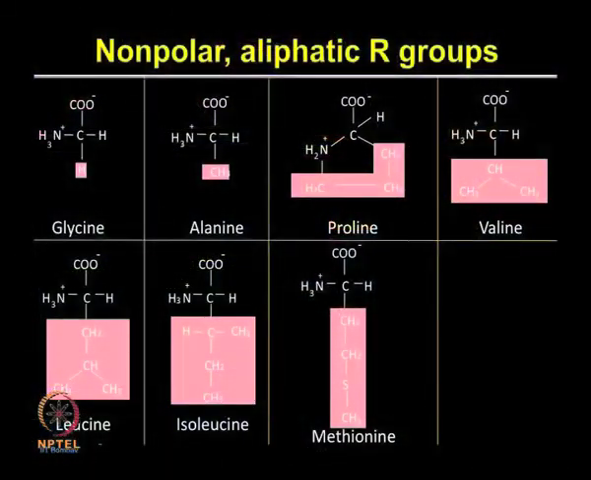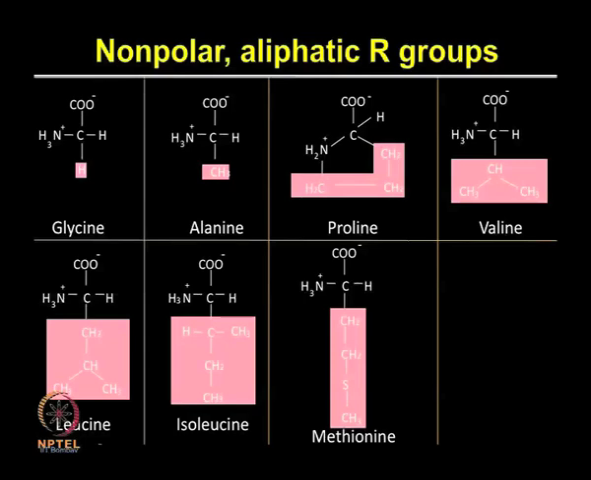We have already studied different amino acids in your undergraduate education. I will try to refresh some of those concepts, but in a nutshell. So, here I have shown various amino acids which are nonpolar with aliphatic R groups, starting with glycine. On the left hand side, the topmost, it is the simplest and achiral.